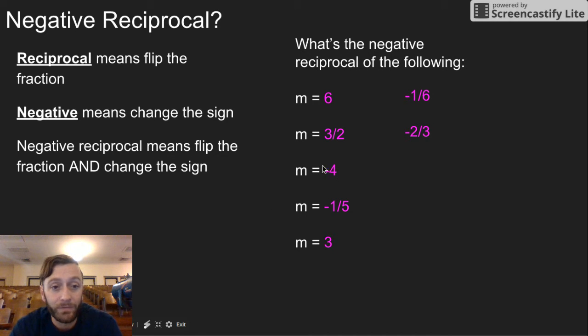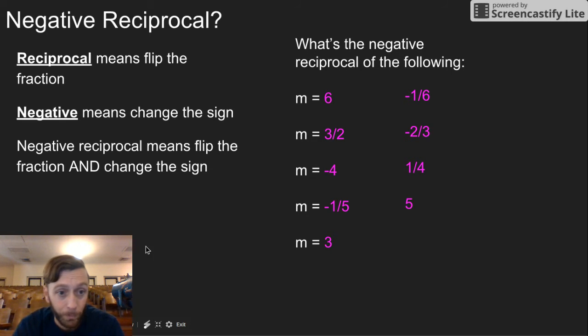Negative reciprocal of -4, right? That's -4 over 1. And then we change the sign, so our negative reciprocal becomes 1/4. It's important to note that negative reciprocal doesn't mean that the answer is always negative. It means that we change the sign from what it was originally. So check out this fourth one. If we have -1/5, the reciprocal would be 5 over -1, and then we would change that to a +1, and we just get a slope of 5. And our last one, 3, that's 3 over 1.